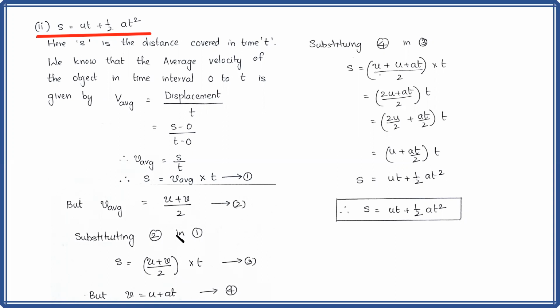Then substitute the second equation in the first equation. Therefore, S is equal to U plus V by 2 into T. From the first kinematic equation, we know V is equal to U plus AT. This is the first equation which we have derived. V is equal to U plus AT.